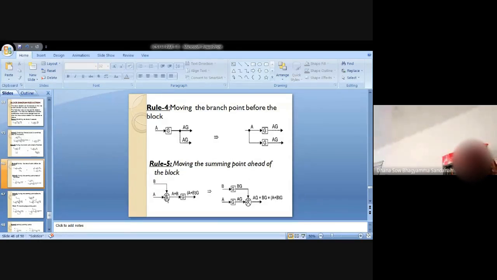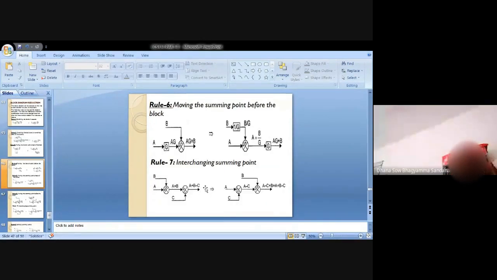Whenever the summing point is to be moved ahead of the block, whatever transfer function is there, the same transfer function will come in this signal. Whenever the summing point is moved behind the block, 1 by the transfer function value will come here. That you remember, it is more than enough. So no need to worry about the inputs and outputs.